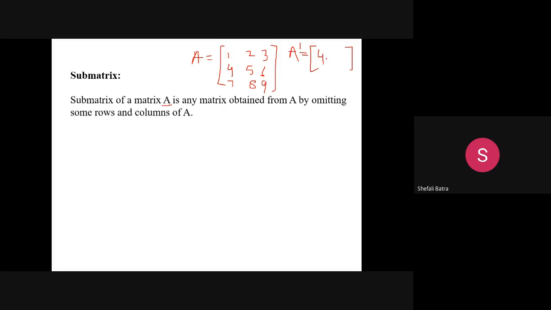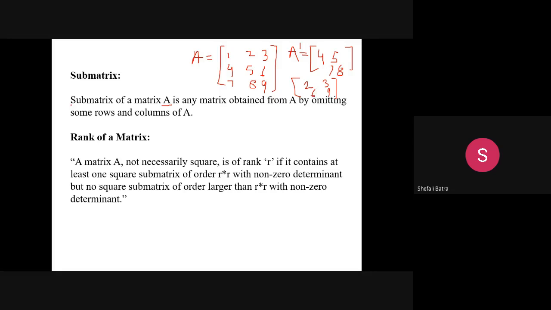You can make many submatrices by deleting either a row or a column. So I can write here 4, 5, 7, 8. Or you can delete this column and this row. So what is left? 2, 3, 6, 9, and so on. Likewise, you can make a submatrix by deleting any row and column.